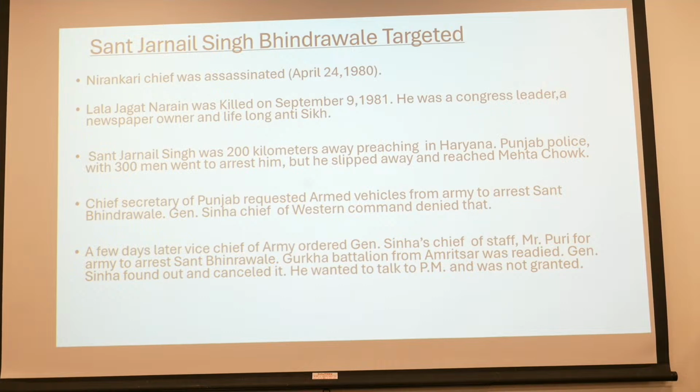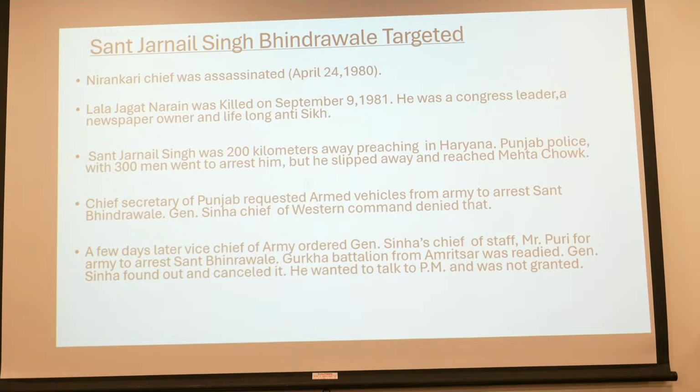The Nirankari chief was assassinated April 20th, 1980. Lala Jagat Narain was killed near Ludhiana on September 9, 1981. He was an anti-Sikh, anti-Punjab politician. When he was killed, Sant Jarnail Singh was 200 kilometers away from Ludhiana, but he was implicated. 300 Punjab policemen were sent to arrest him, but he was able to escape, went back to Chowk Mehta.